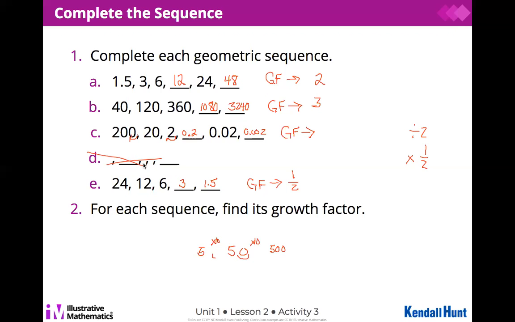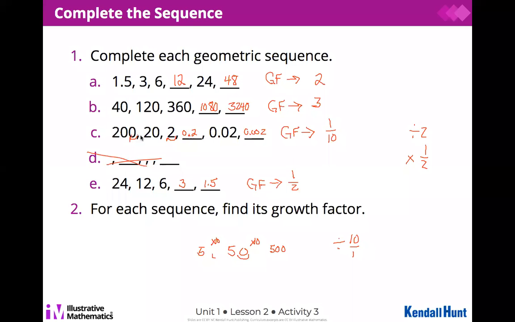All right. Now in this one, we're going the other direction. We're starting with the bigger numbers and we're getting smaller. So we're dividing each of these by 10. Well, remember, if it's divided by 10, that fraction is 10 over 1. That's the same thing as multiplying by 1/10. So our growth factor for C would be 1/10.